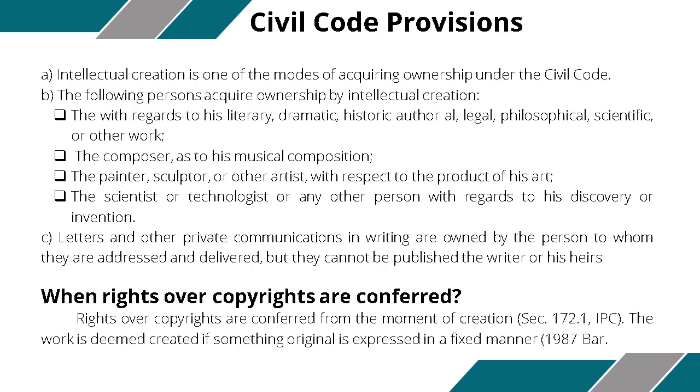An intellectual creation is one of the modes of acquiring ownership under the Civil Code. The following persons acquire ownership by intellectual creation. One, the author with regard to his literary, dramatic, historical, legal, philosophical, scientific, or other works. Who are those persons? The author, the composer as to his musical composition, the painter, sculptor, or other artist with respect to the product of his art, the scientist or technologist or any other person with regard to his discovery or invention. Letters and other private communications in writing are owned by the person to whom they are addressed and delivered, but they cannot be published without the consent of the writer or his heirs.